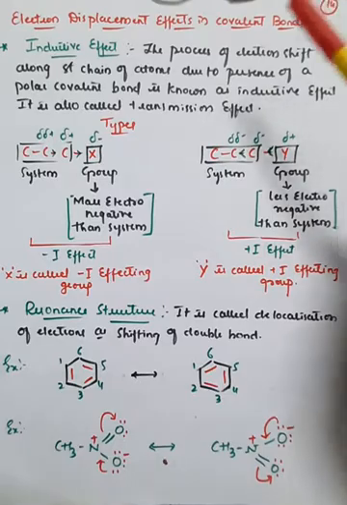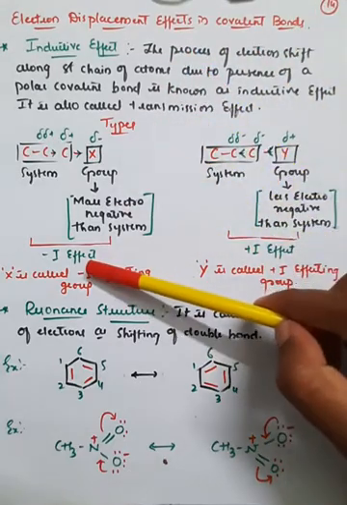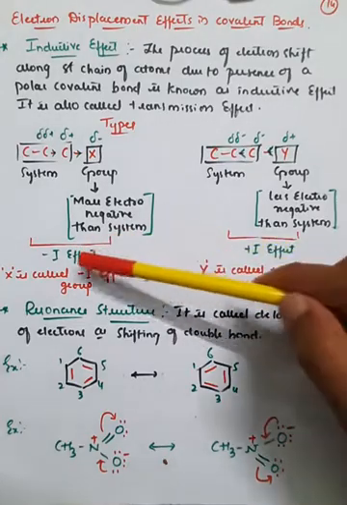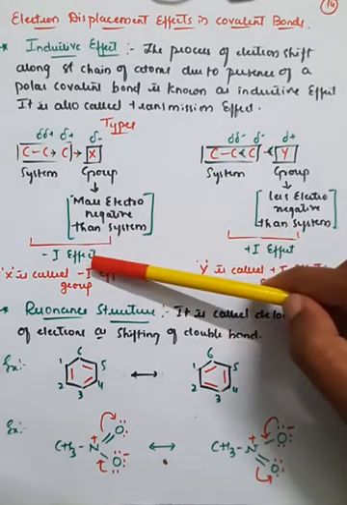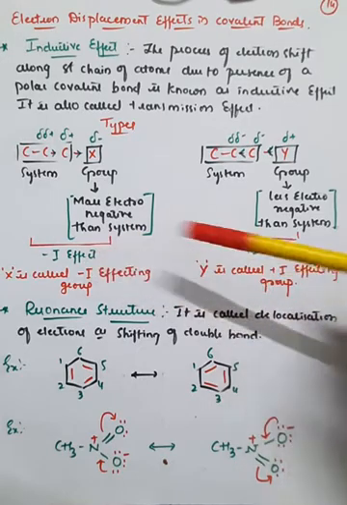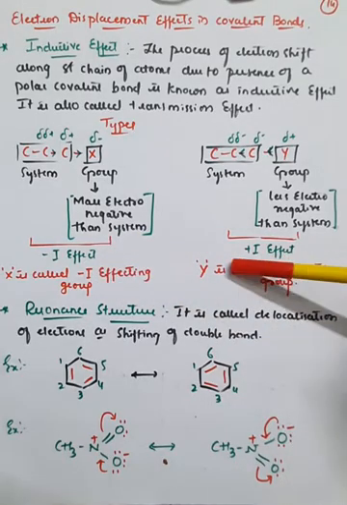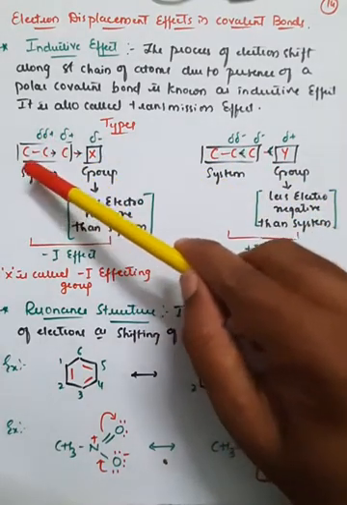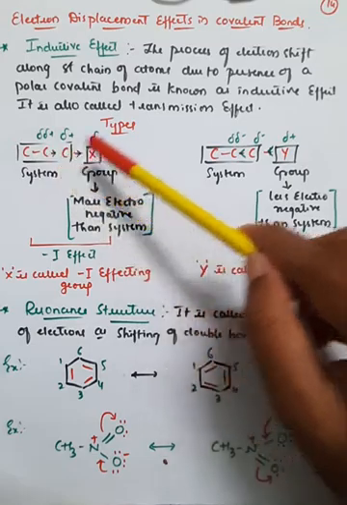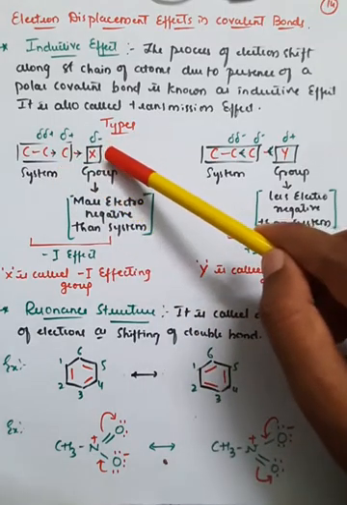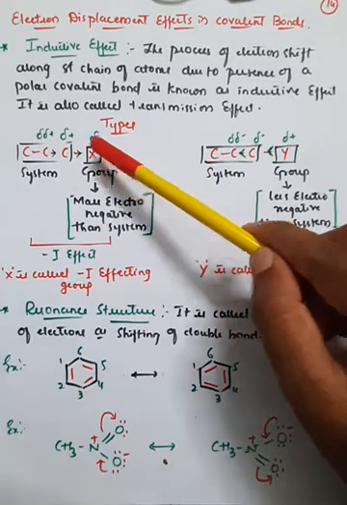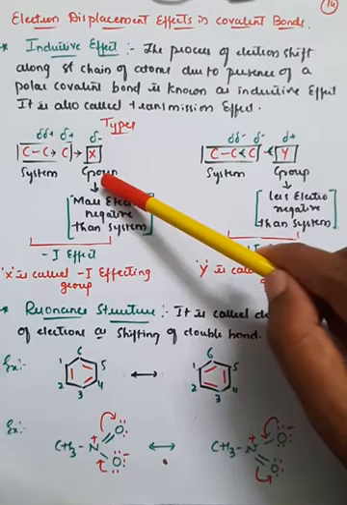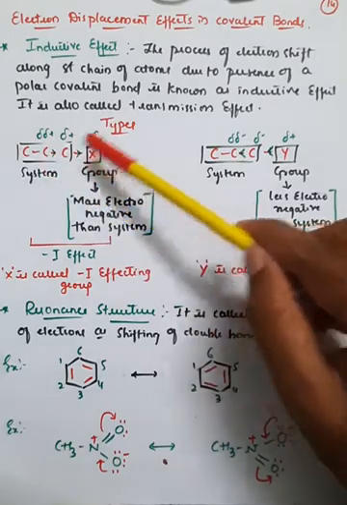So generally there are two types of inductive effect. One is called minus I effect, another one is called plus I effect. That is, negative inductive effect or positive inductive effect. So observe here. In this carbon chain, I have written three carbons in a straight chain, further bonded with a functional group, that is X. So here the carbon chain is considered as a system, and X is a particular group which is bonded to the carbon chain. So here what happens?